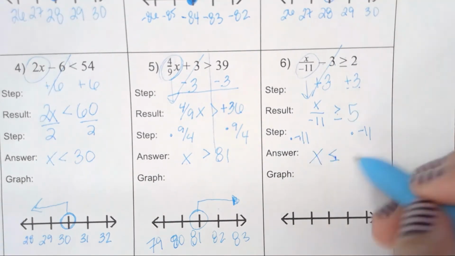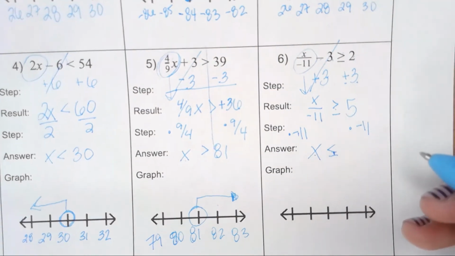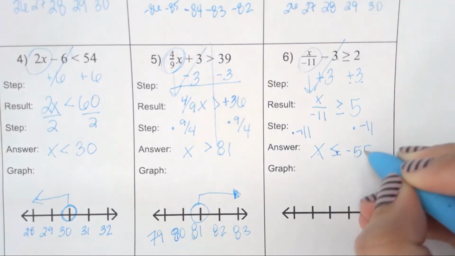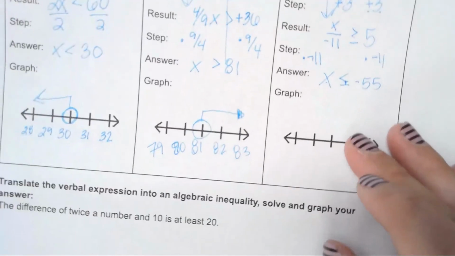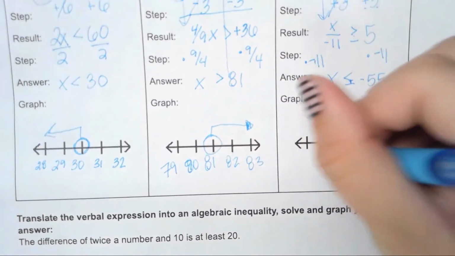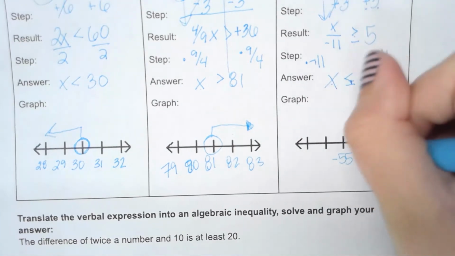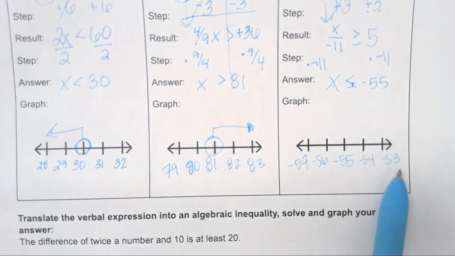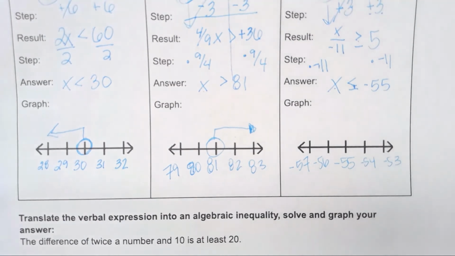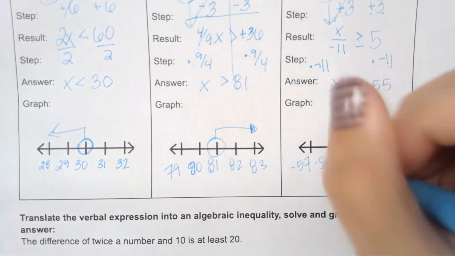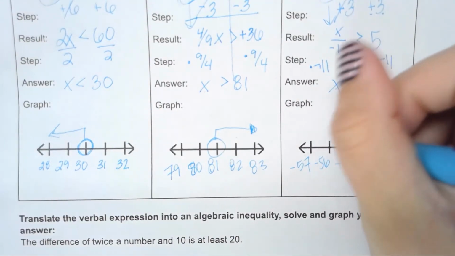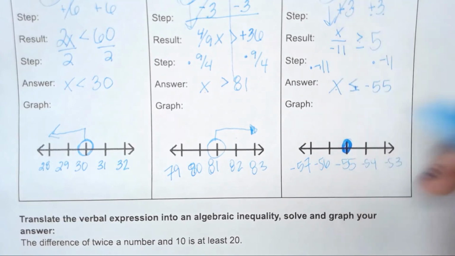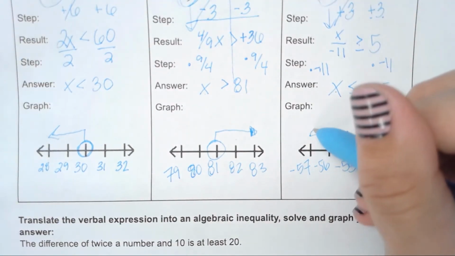Okay, so then we're going to be left with x is less than or equal to, and 5 times negative 11 is negative 55. So when I go to graph it, negative 55, negative 54, negative 53, negative 56, negative 57, because remember your negatives go in the opposite direction. So are we going to have an open or closed circle at negative 55? It will be closed because of that equal to line. And then if I want all numbers less than or equal to negative 55, all numbers less than it are to the left of it.